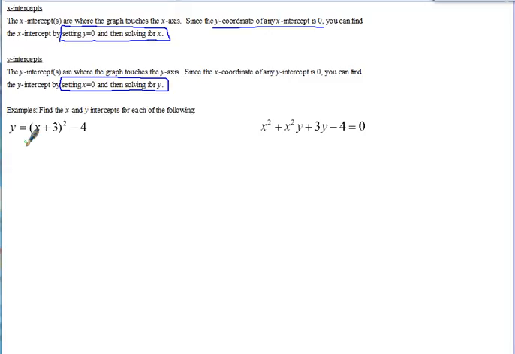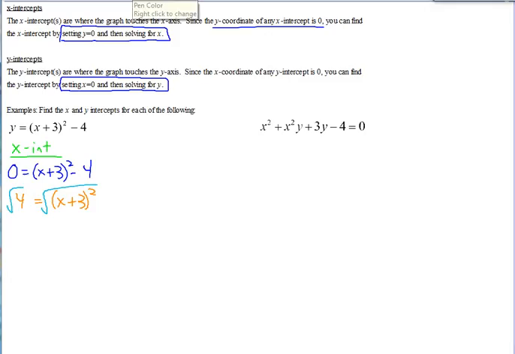Let's say we start with x-intercepts. So we let y equal 0. Now there's different ways to go from here. You could multiply it all out if you want, or I think in this case it might be easier to just add the 4 to both sides. And you get rid of the squared, take the square root of both sides. But again, remember, whenever you take the even root of both sides, you need plus or minus.